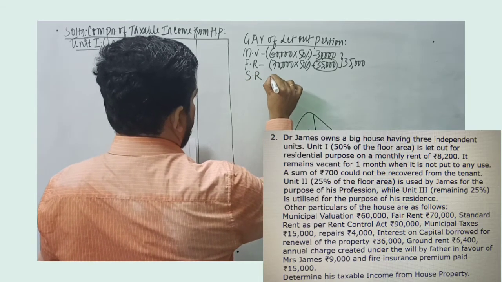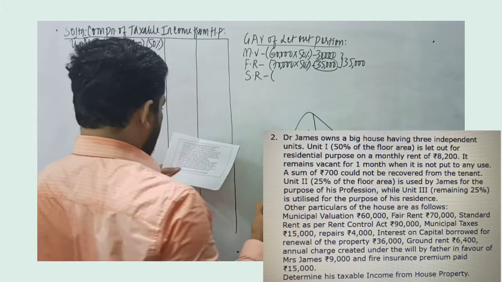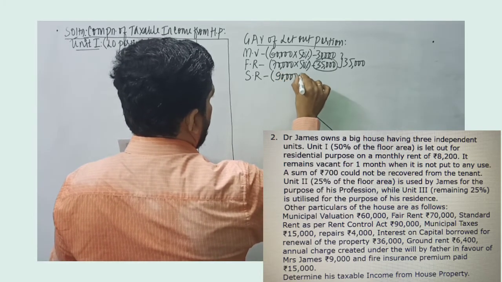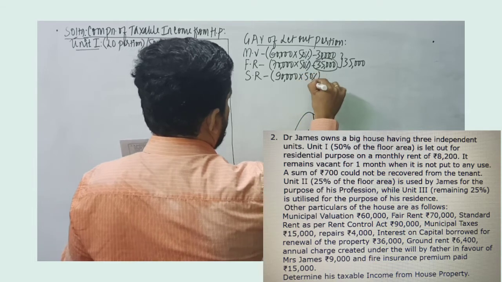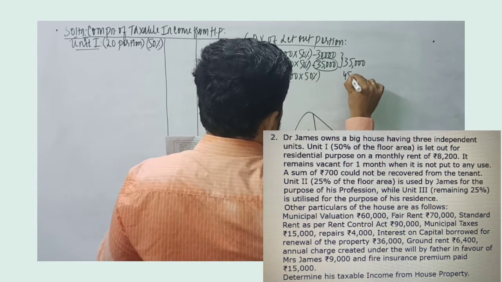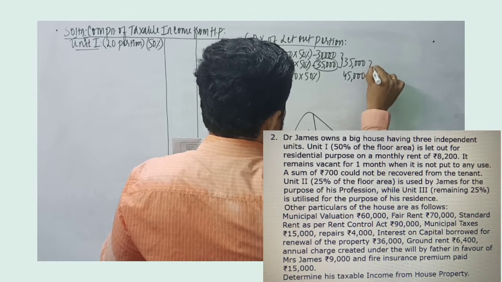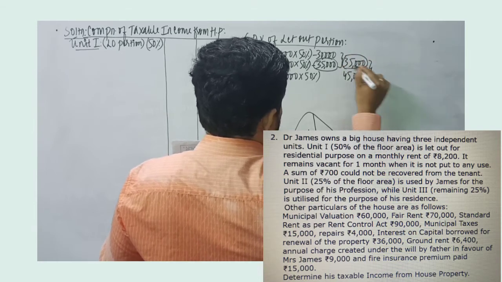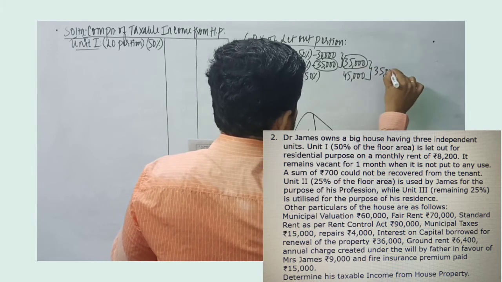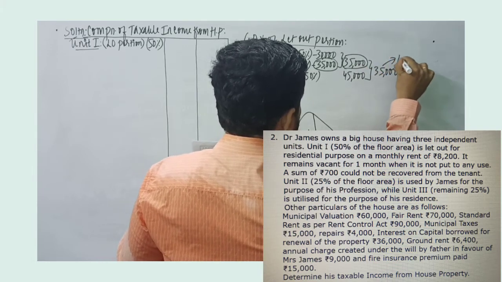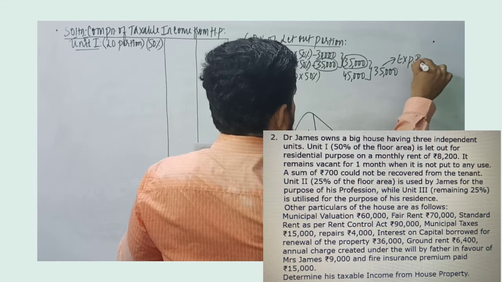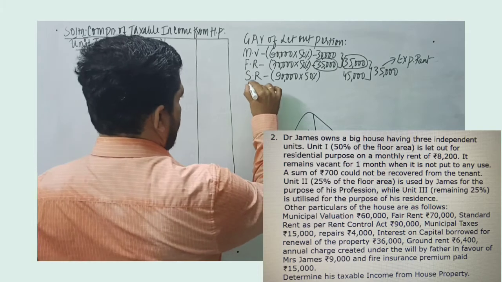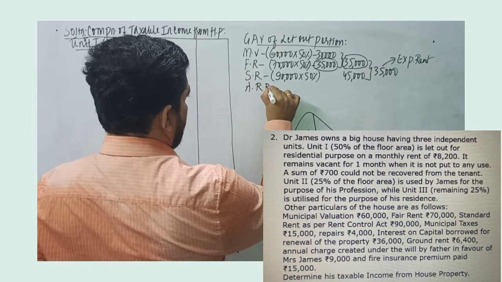Then we have rent as per Rent Control Act. That is called standard rent. And standard rent given in the problem is 90,000. We take 50% of that. So that would be 45,000. And among the two, whichever is lower. So 35,000 is lower, and this 35,000 is expected rent. Then we compare that with actual rent received.